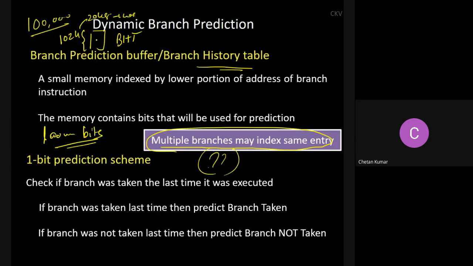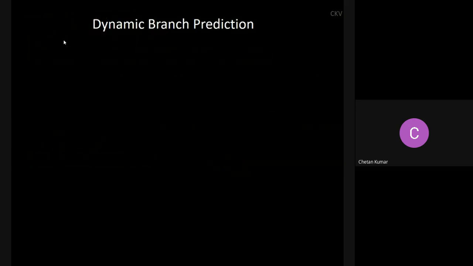The locations available in your branch history table will be very limited, whereas the number of branches will be very large. So there is always this case where multiple branches might access the same location, and they might change the next prediction for a different branch. But that will not cause a problem, as I will be showing with some statistics next. But before that, we'll be discussing the 2-bit prediction scheme.